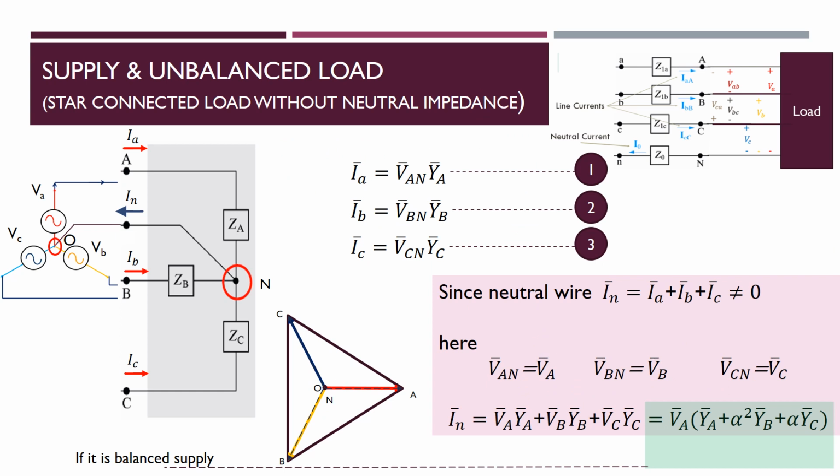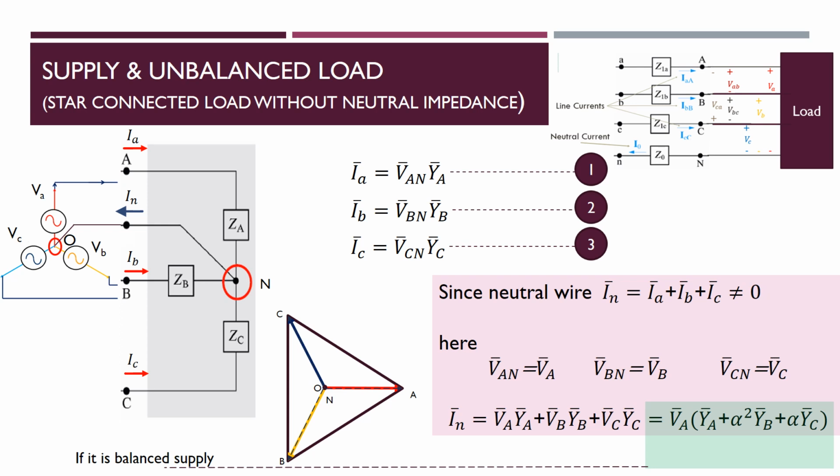If the neutral impedance is not there, O and N are the same location, and VA, VB, VC are as given. If it is balanced, it would be an equilateral triangle. If it is not balanced, it will not be an equilateral triangle; it would be a different triangle, and the current can't be equal to 0 because ZA, ZB, ZC are not equal to each other. So In can't be equal to 0. You can have these kinds of equations, where VAN is equal to VA, VBN is equal to VB, and VCN is equal to VC.